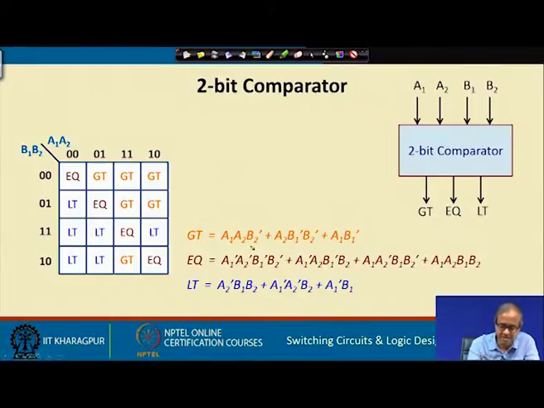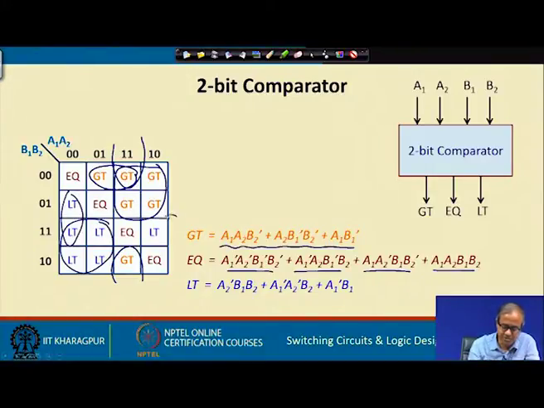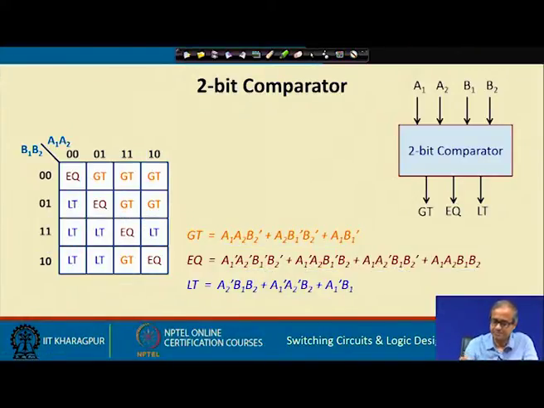Like for the GT, the cubes will be, 1 will be this, 1 will be this, and the other will be these 2. So, if you write it down, it will be this. EQ cannot be minimized any further, there will be 4 terms all containing 4 literals. For LT also, you can combine this 4, you can combine this 2, you can combine this and this, so there will be 3 terms. Right. So, a 2 bit comparator is also relatively easy to design, you can do it in this way.